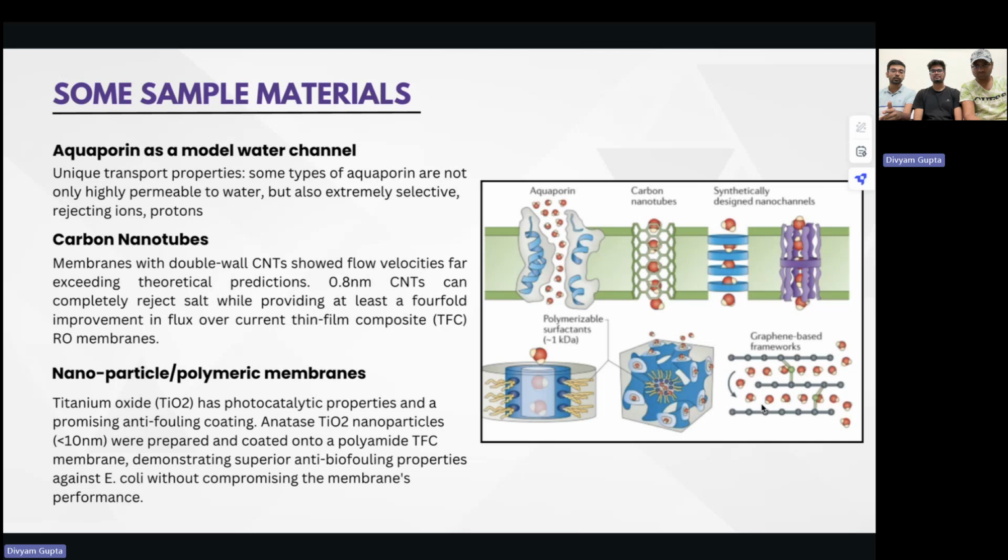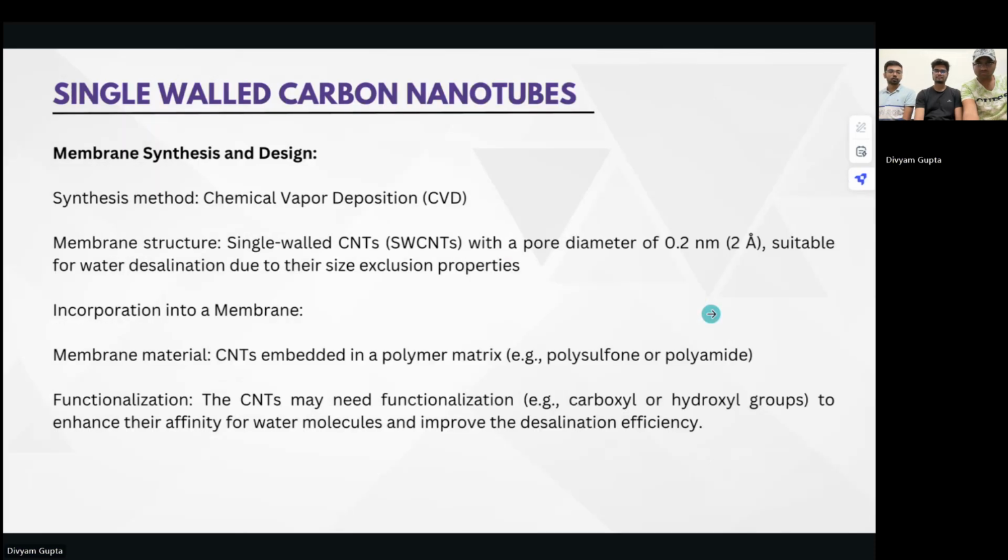0.98 nanometer CNTs are very useful in this case, and they provide a fourfold improvement in flux over the thin film composite RO membranes. Nanoparticles, this we won't be covering majorly, but yeah, that uses titanium oxide with photocatalytic properties. So now we'll go into the main RO material, which is single walled carbon nanotubes. They are synthesized using the process of chemical vapor deposition, which uses catalysis.